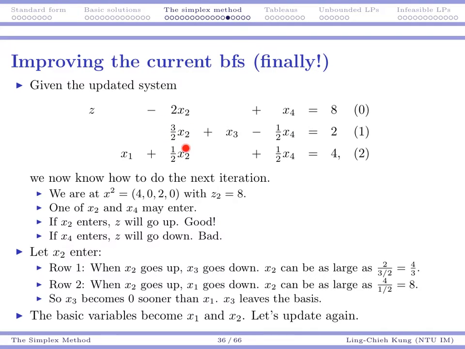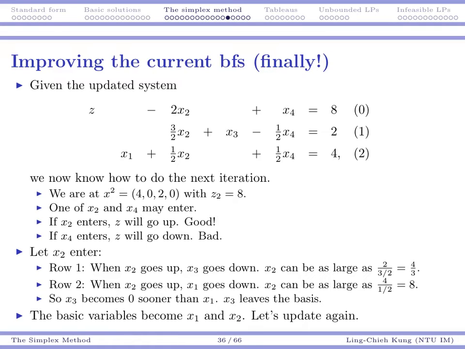But when x2 increases, we know x3 will decrease. When x2 increases, x1 would decrease. And each constraint would give us an upper bound to increase x2. That particular upper bound is the ratio of the right-hand side to the coefficient of x2 in the entering column. So we need to compare 4/3 and 8. And 4/3 is smaller, so that's why we will increase x2 from 0 to 4/3 and then stop.